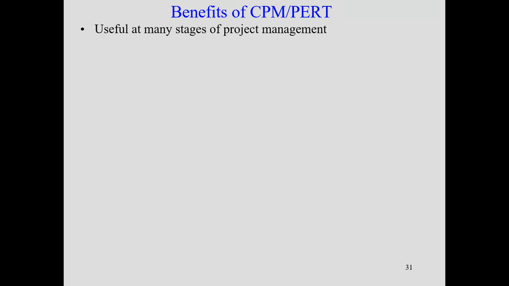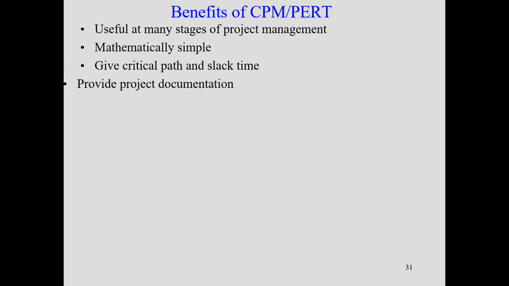Now we look at the benefits of having CPM output. It is useful at many stages of project management. Mathematically, it is very simple. It gives a critical path and slack or float time. It provides project documentation and is useful in monitoring cost.